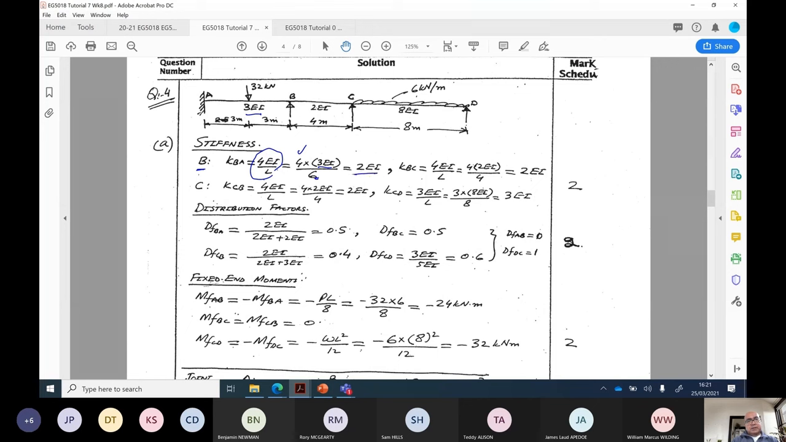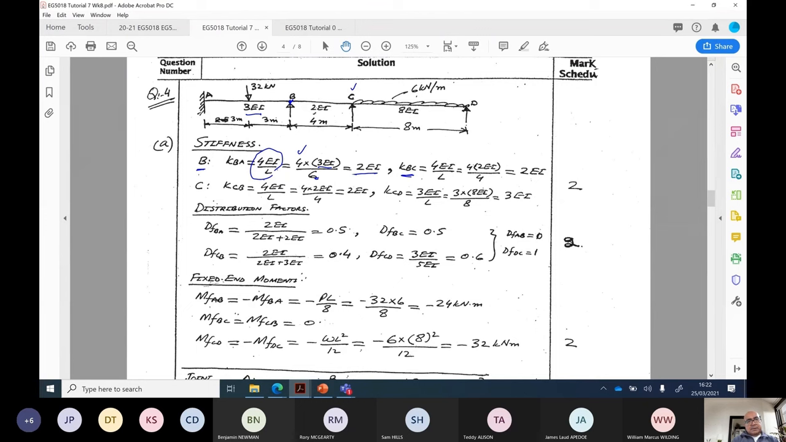Now remember that here the far end is fixed. I have assumed that all of my joints are clamped. That's why I'm finding the stiffness. All my internal joints are clamped except the outer one. Certainly the outer one, if it is pinned, cannot take any moment. And then KBC: my far end is C and that C is clamped. So KBC is 4EI over L again.